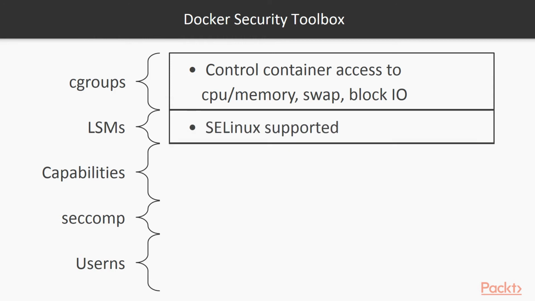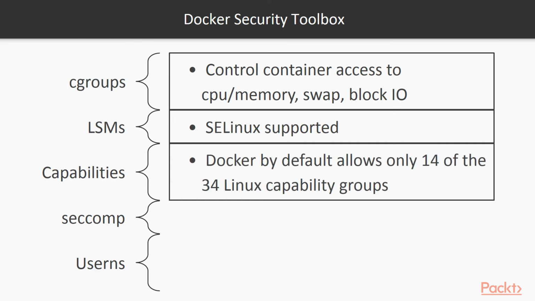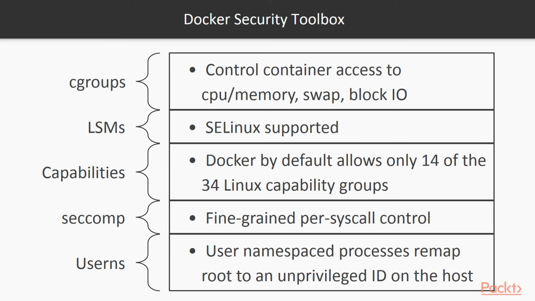SELinux is stored in the Docker engine and the default profile is applied for the engine and its containers. Docker by default allows only 14 of the 37 Linux capability groups. More can be dropped or added as required. Fine-grained per syscall control is available via seccomp. A default profile limiting many syscalls is already applied. User namespace processes remap root to an unprivileged ID on the host.